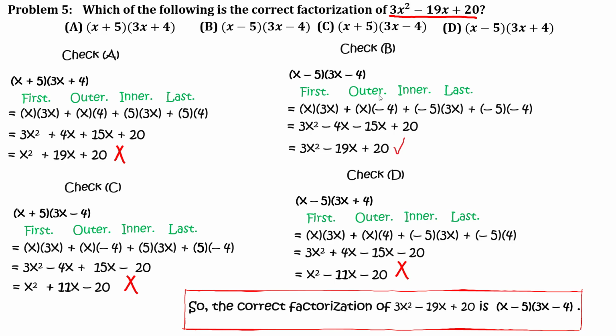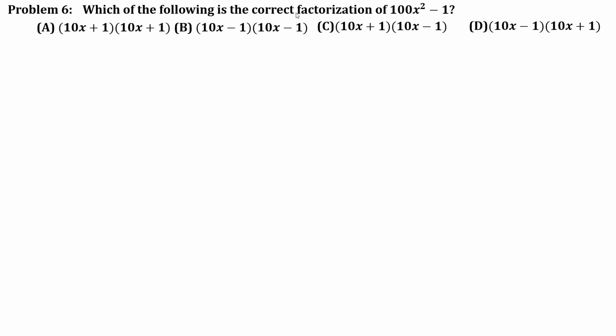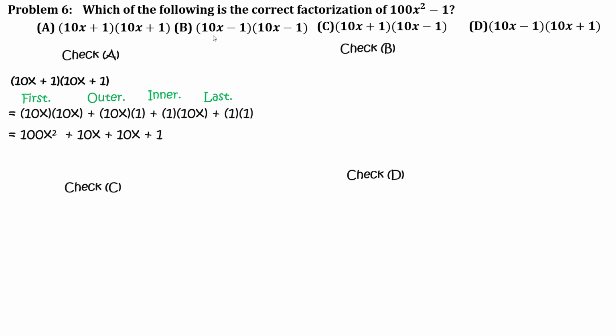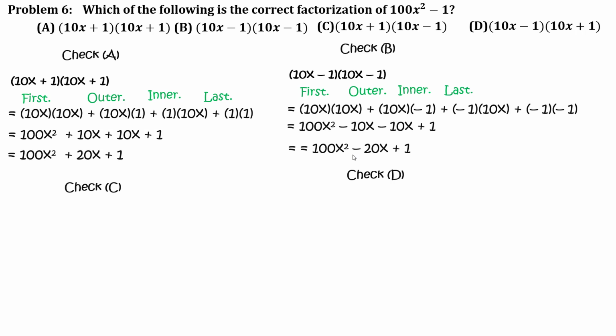Alright. And last one. Which of the following is the correct factorization of 100x squared minus 1? So I have 4 answer choices. A, 10x plus 1 times 10x plus 1. If I check A, I get 100x squared plus 20x plus 1. B, 10x minus 1 times 10x minus 1. If I check B, I get 100x squared minus 20x plus 1.